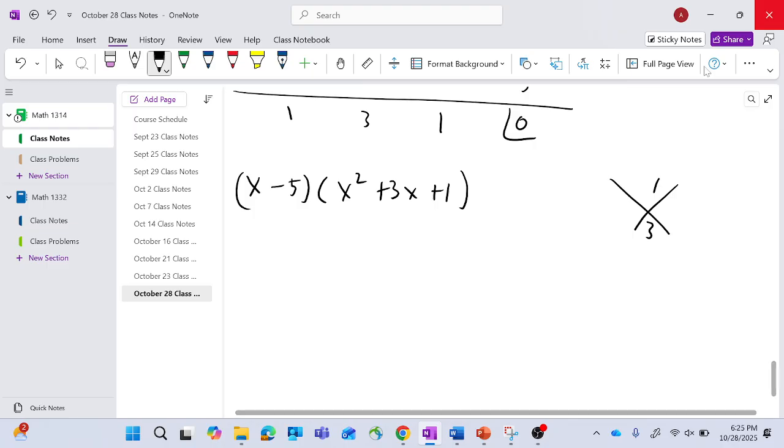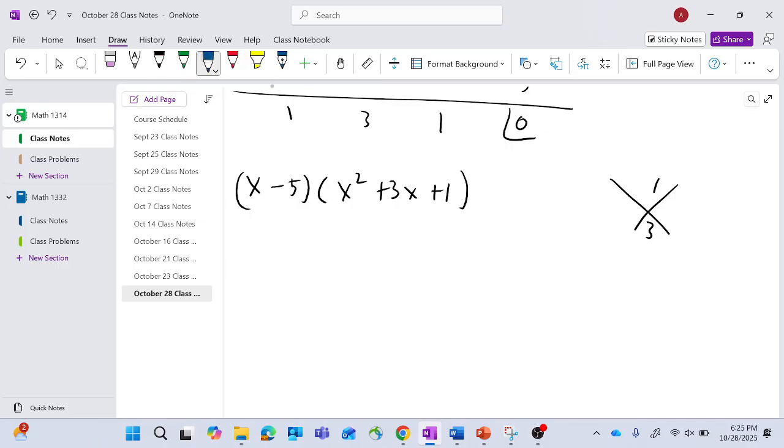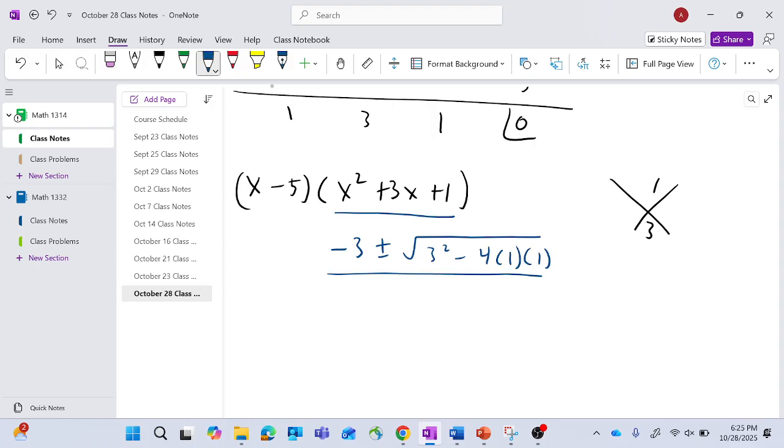To find the zeros out of that one, you have to do it a little differently. You have to do the quadratic formula or complete the square. It's up to you. I'm going to do the quadratic formula. So to find the zeros of x squared plus 3x plus 1, I'm going to use the quadratic formula. So you have negative 3 plus or minus the square root of 3 squared minus 4 times 1 times 1, all over 2.